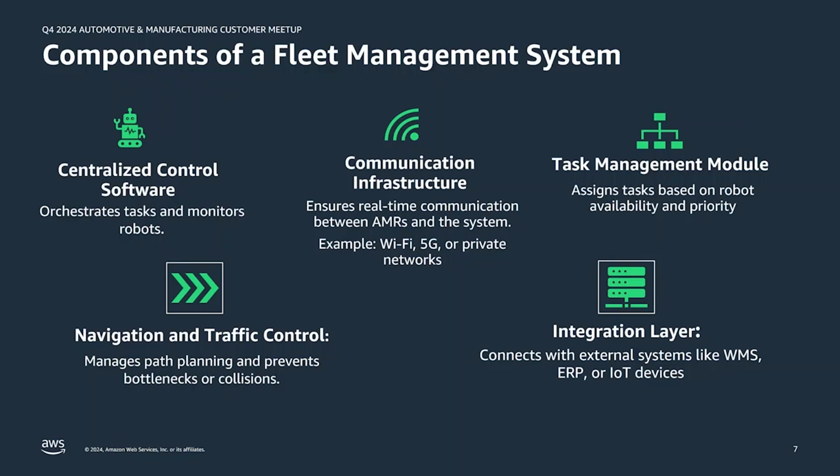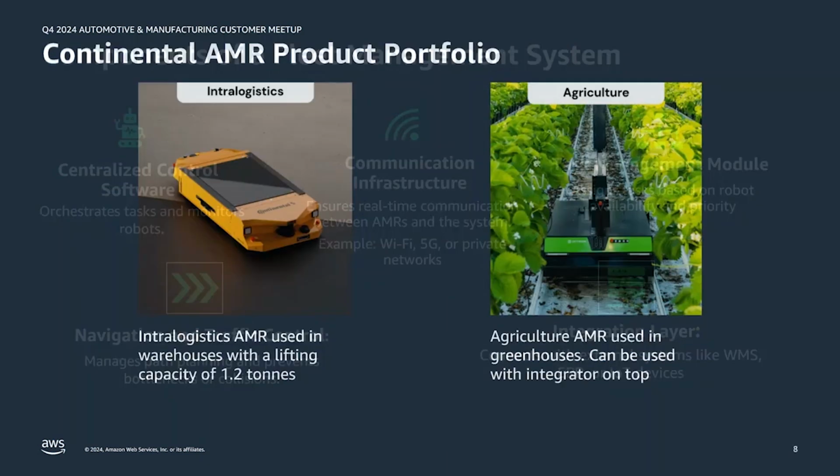And a fleet management system also integrates very well with something like a warehouse management system or an enterprise resource planning system and other IoT devices. The reason IoT devices are there is that with the help of AWS, we talk to robots as though they are IoT devices. We use an AWS service called AWS IoT Core, which has a lot of services inside it, and using that we talk to a robot as though it is a proper IoT use case, with OTA and everything like that.